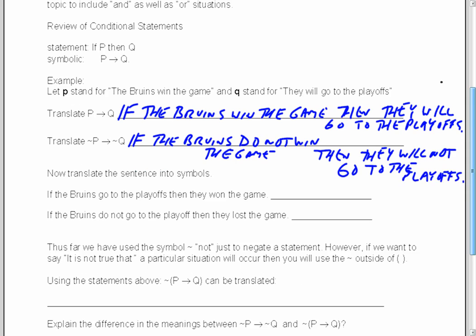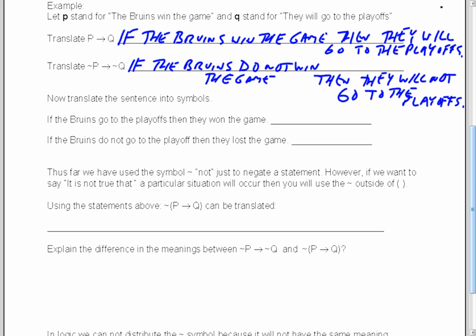Go ahead, translate these next two sentences using those symbols of P and Q. If the Bruins go to the playoffs, then they won the game. If the Bruins do not go to the playoffs, then they lost the game. Actually, I don't like the wording on this. I guess we're assuming that in this sporting event there's only two possibilities, winning and losing. So we'll make that a negation.